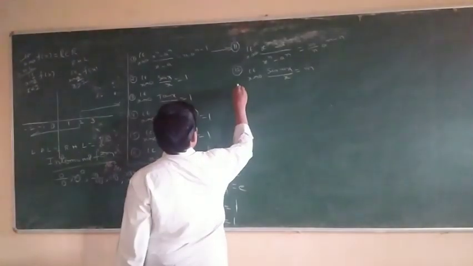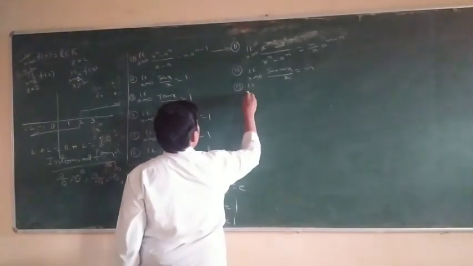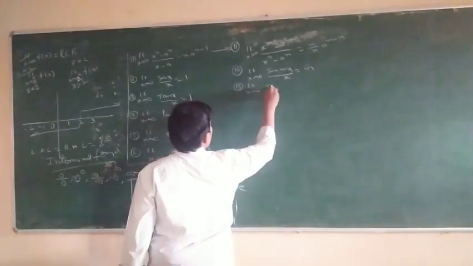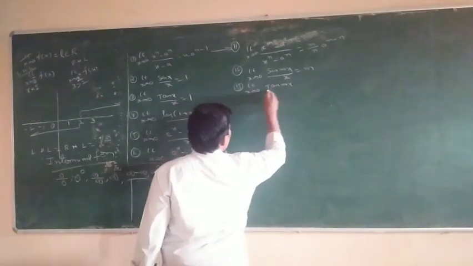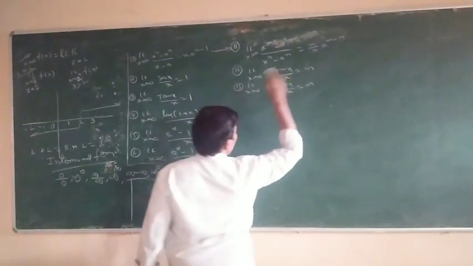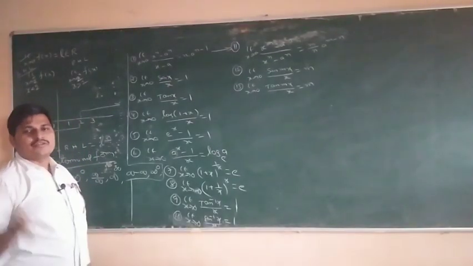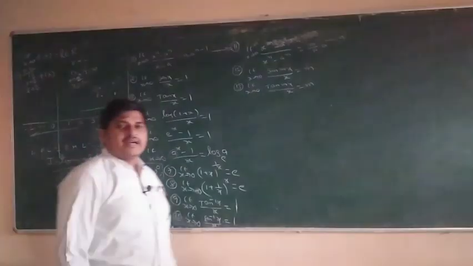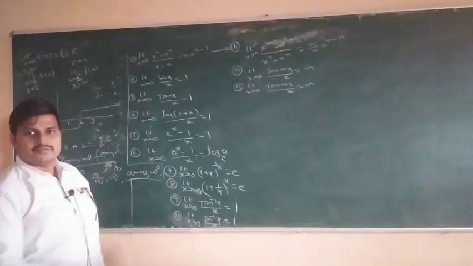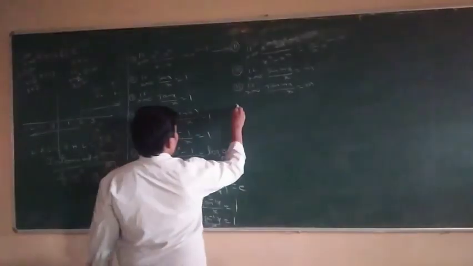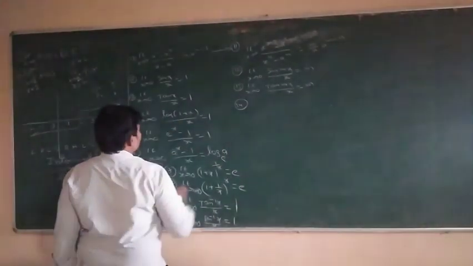Next, 13th problem, related to 3. Limit x tends to 0 of tan mx by x is also m. Same, tan 5x by x is equal to 5. Tan 100x by x is equal to 100. This is the formula.